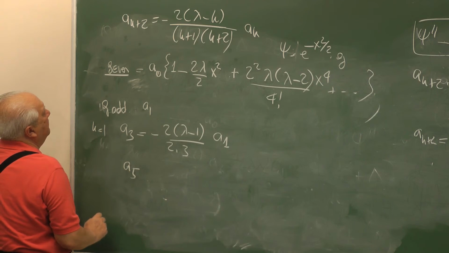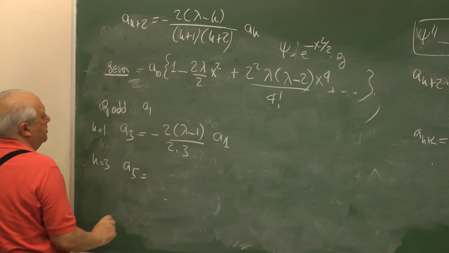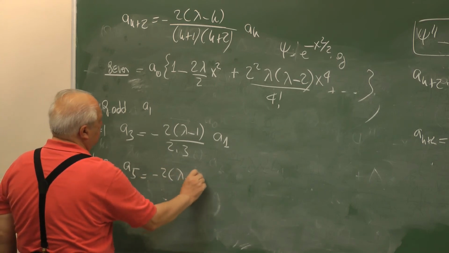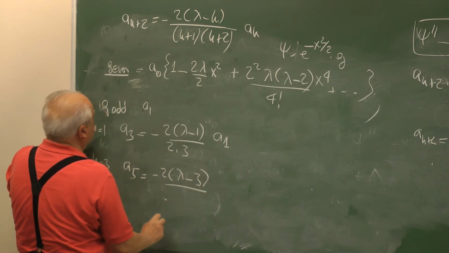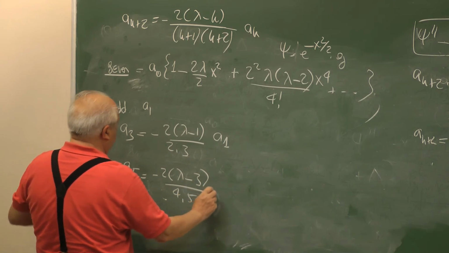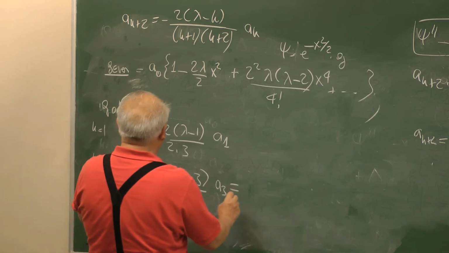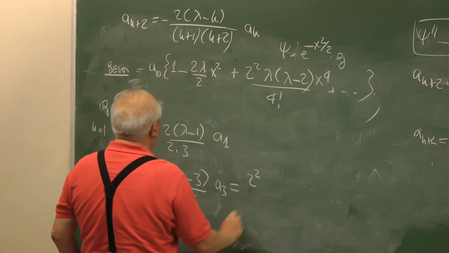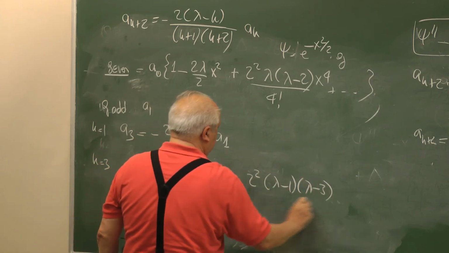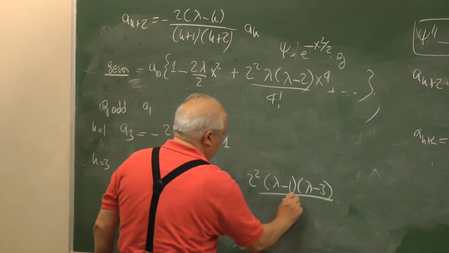For A5, K equals 3. That's equal to minus 2 lambda minus 3 over 4 and 5 A3, which is 2 squared lambda minus 1, lambda minus 3 over 5, 4, 3, 2, that is 5 factorial.